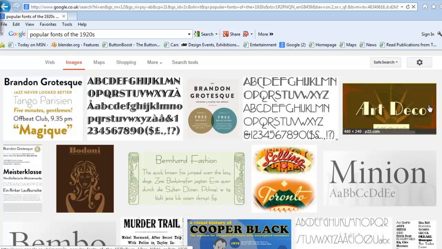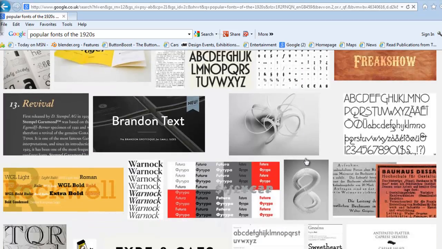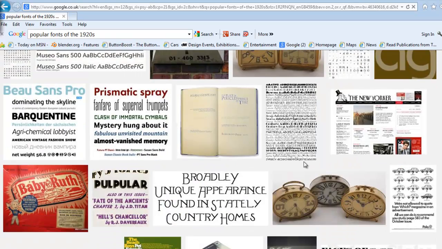So if you was doing something to do with that, or the Art Deco, like the Great Gatsby film that's coming out, I would imagine they'd be using an Art Deco sort of type font on there. So there's loads really from the 1920s.